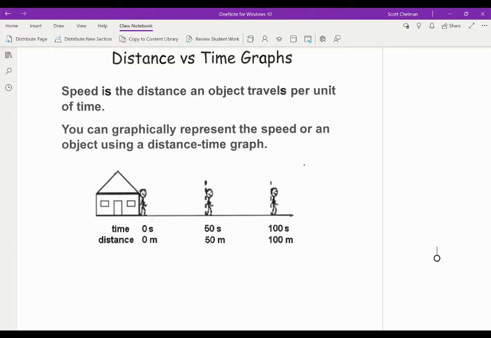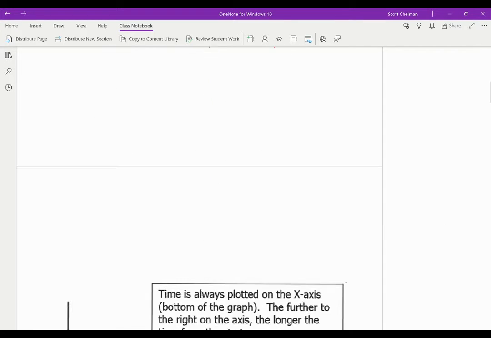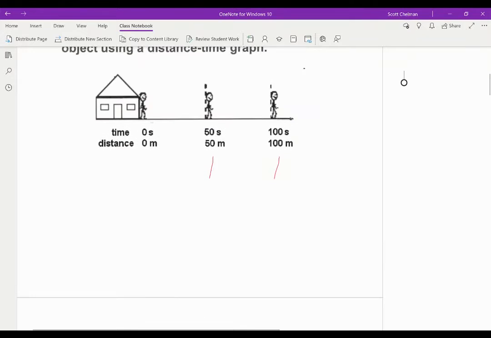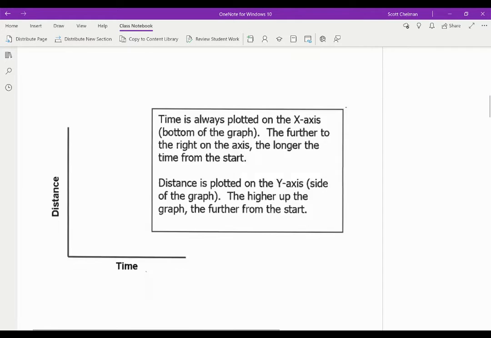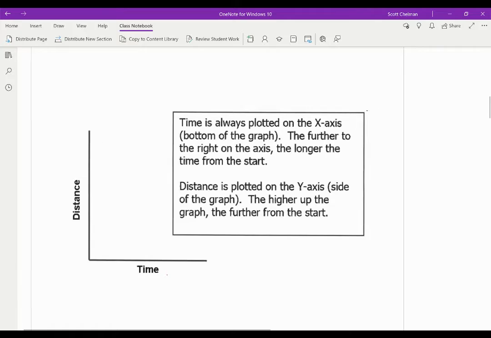So when you pick some general point of time that you're going to continually take points on, maybe you have a camera or something, and then you can judge how far that person or object has moved in that amount of time. Just like you see here, say in 50 seconds, it goes 50 meters. In 100 seconds, it goes 100 meters. Now, we can start to take those points and put them onto a graph.